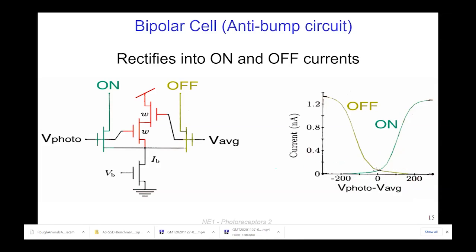Do you see the difference here? When the difference is 0, the output is low on and off, right? Because most of the current is flowing down the middle branch. But when you get a negative or positive difference, you get the current going out the on or off output. So that's what you could use to rectify into on and off.